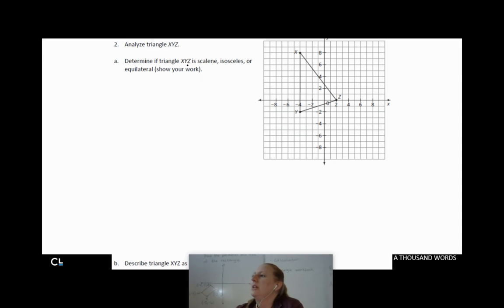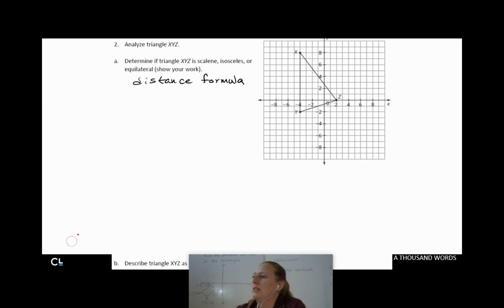We want to determine if our triangle is scalene, isosceles, or equilateral. Well, that depends on how many sides are equal, right? Do I have no equal sides, 2 equal sides, 3 equal sides? So this sounds like a job for the distance formula. Yep. So I need to do some distance formula. That's fine. I can do that.